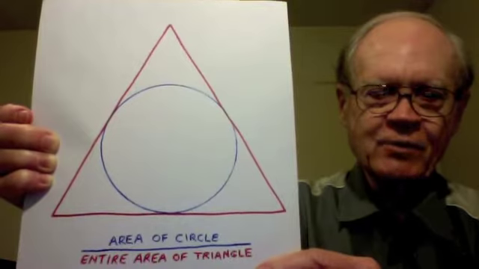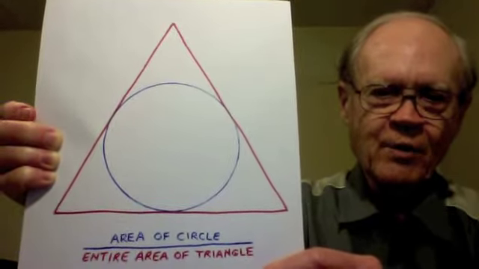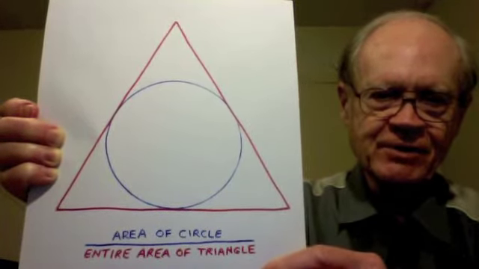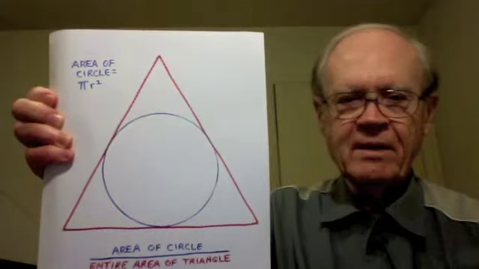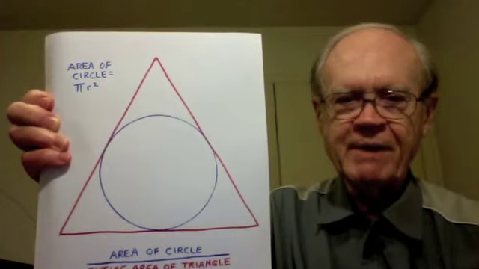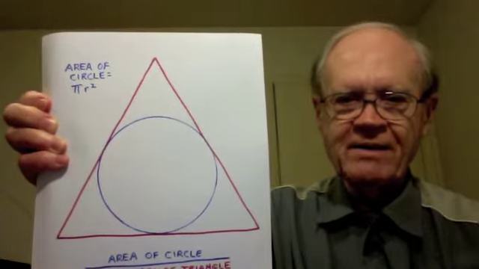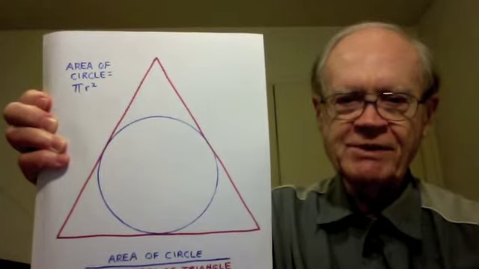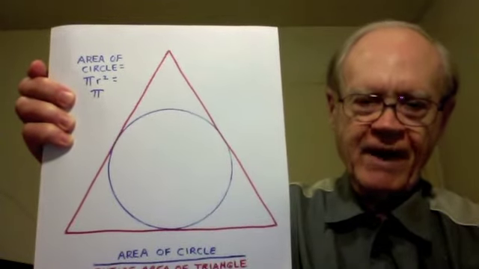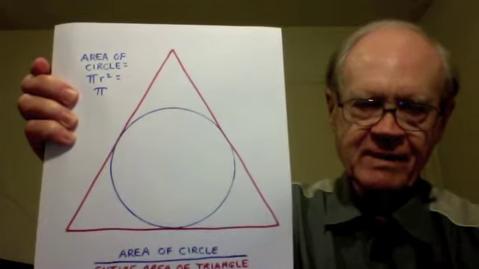Well, to solve this, we could call the radius of the circle r, or we could pick a specific radius. I'm going to just suppose that the radius of the circle is 1 unit. The formula for the area of a circle is pi times the radius squared, that is pi times the radius times the radius. And if the radius is 1, that's pi times 1, which is simply pi. So pi is going to be the numerator of our fraction, that is the area of the circle over the entire area of the triangle.